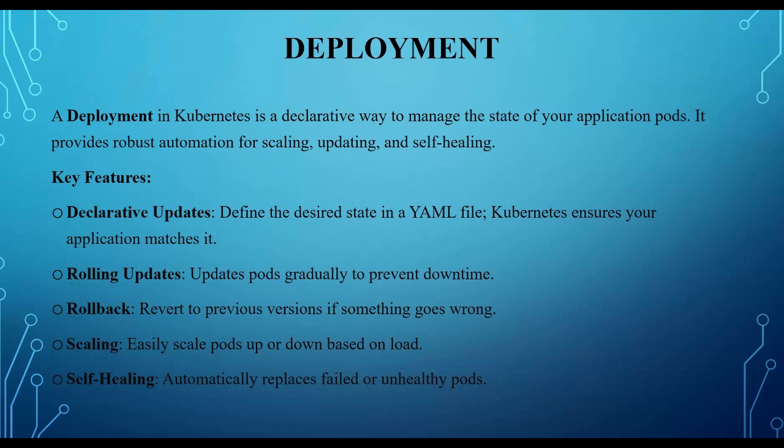The next is rollback. Rollback means reverting to the previous version if something goes wrong. The next is scaling. Scaling means you can easily scale pods up or down based on the load. The next is self-healing. It automatically replaces failed or unhealthy pods. So in EKS we don't need to do anything manually, it does it automatically, replacing the failed or unhealthy pods.